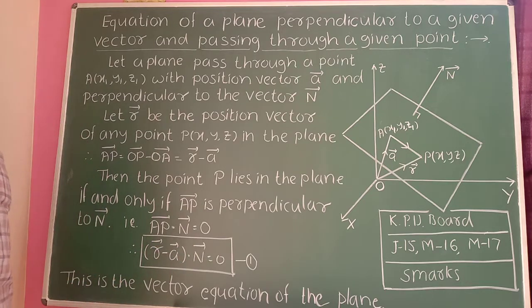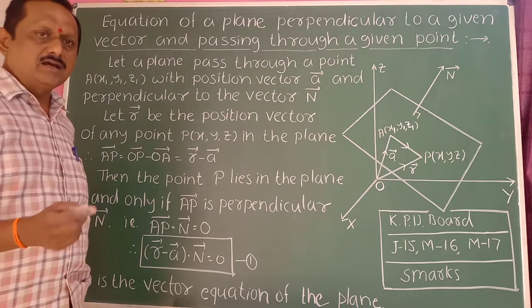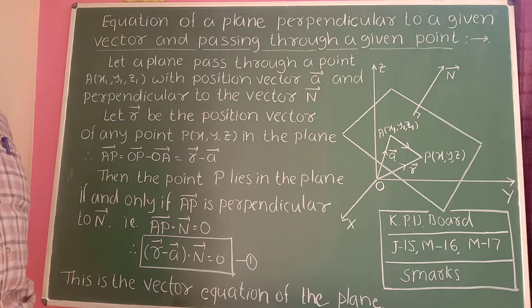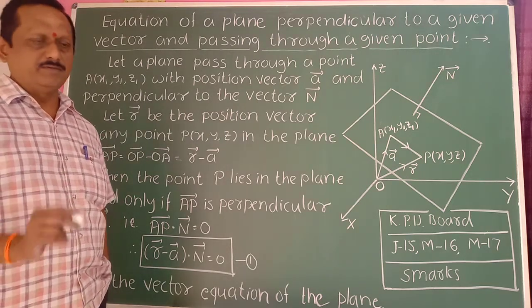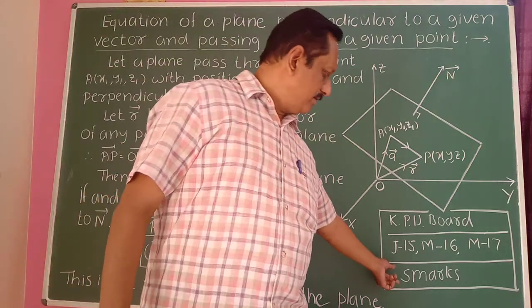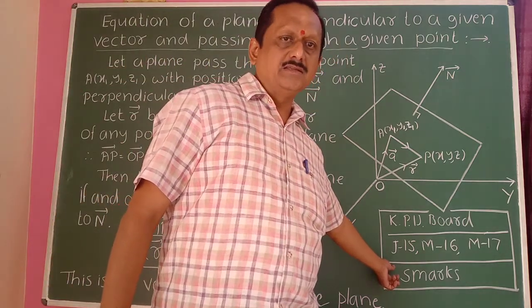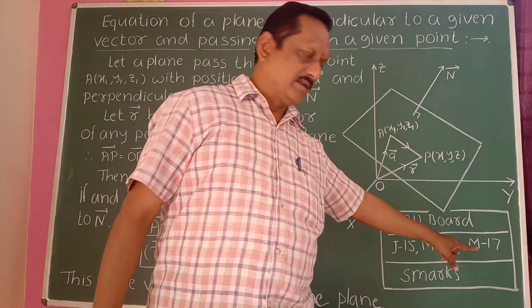This is the vector equation. Then you write the Cartesian equation of the plane. In the examination, you have to write both vector form as well as Cartesian form. Then you will get 5 marks. This is a 5 marks question, asked 3 times.